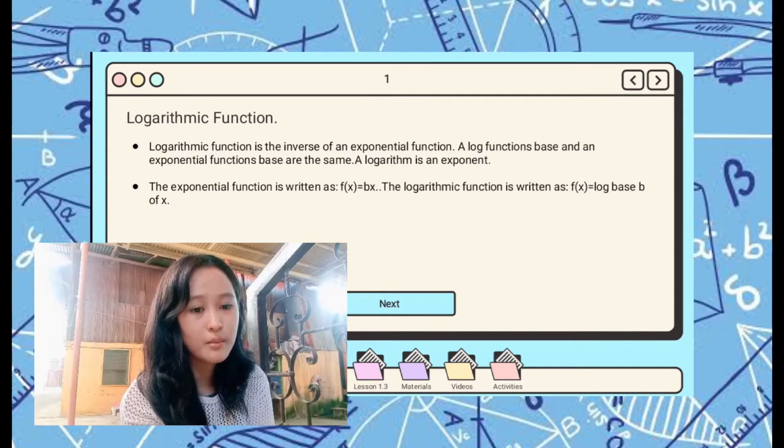So, for example, f of x is equal to b^x, so isa yung exponential function. Kapag isusulat na siya as a logarithmic function, magiging f of x equals log base b of x. And in addition, logarithmic function is really helpful, especially when it comes to managing an enormous amount of numbers. We can manipulate it in a manageable size. And also, logarithm is an exponent which indicates kung anong power ng isang base na dapat itaas to produce a given number.